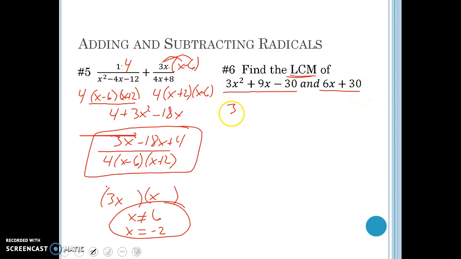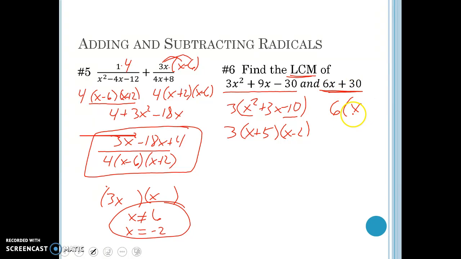I'm going to start by factoring a 3 out of the one on the left. That's going to give me x squared plus 3x minus 10. And if I can continue to factor this, I'm going to have x times x. That gives me x squared. And then looks like a positive 5 and a negative 2, because 5 times negative 2 gives me negative 10. And 5x minus 2x is 3x. Then over here on the one on the right, I'm going to factor a 6 out, and that's going to give me x plus 5.